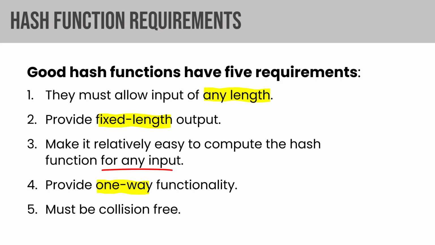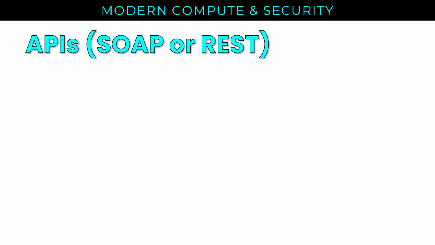And they must be collision-free, which is why you won't see some protocols used today that were used previously for hashing, because they are prone to collisions. That's why MD5 is much less common today than it used to be, because it is collision prone in some circumstances. And a bit later in this lesson, we'll talk about how hashing and the different types of encryption are used together, how they complement one another.